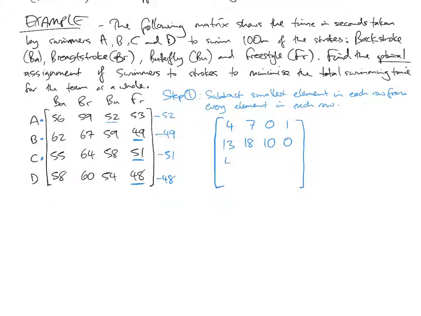55 take 51 is 4. 64 take 51 is 13. I count with my fingers, deal with it. 51 take 51 is 0. 58 take 48 is 10. 60 take 48 is 12. 54 take 48 is 6. 48 take 48 is 0. So that is step 1 done.